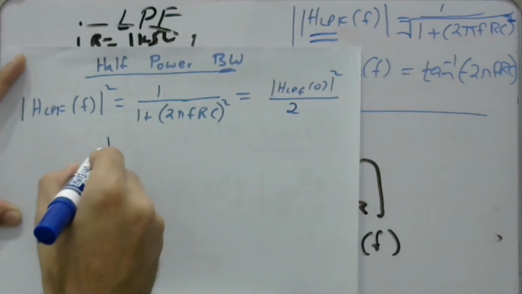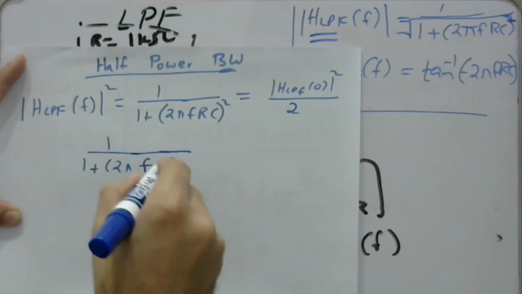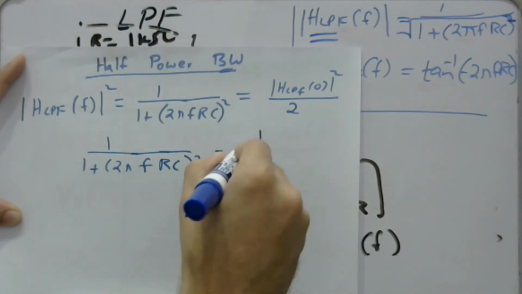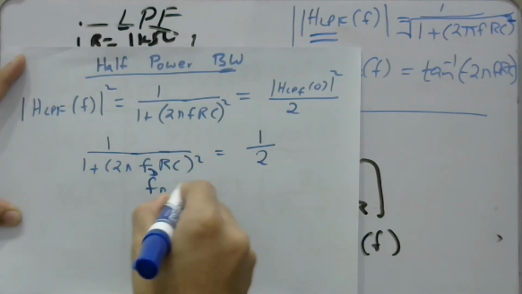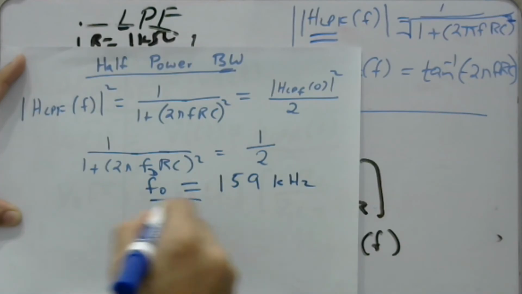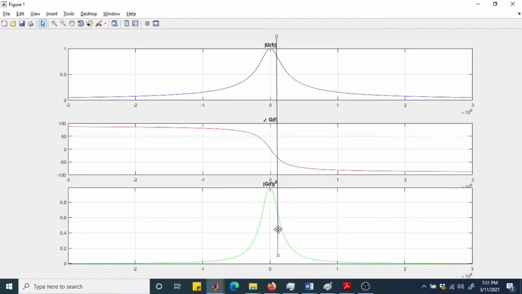So hence we have 1 over 1 plus 2 pi f RC whole square. We already know the value of resistor and capacitor, so these are known. So this is equal to 1 by 2, and from here we can find f naught, and this would be roughly 159 kilohertz. So over here at 0 we have the value of 1. So half power means we are interested in 0.5. So 0.5 is roughly about here, and this frequency is nothing but 159 kilohertz.